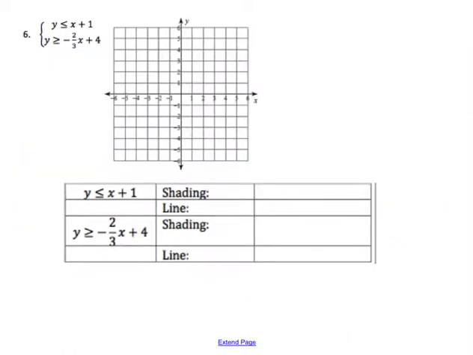So let's take a look at graphing some of these. So let's think about our shading. For the first one, our alligator's facing away from the Y, which means we're going to shade down. And the line is going to be solid because there's a line underneath it. So let's graph that first one in green.